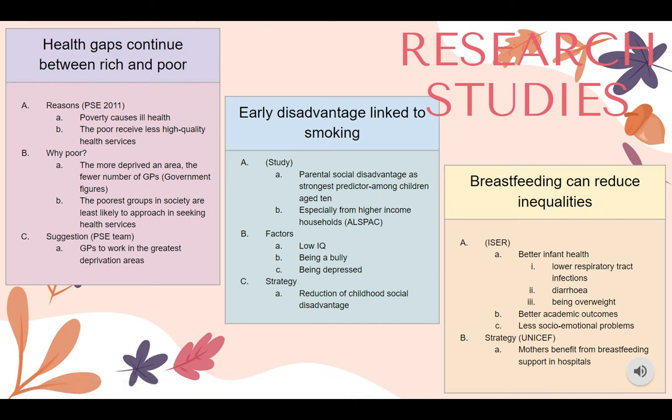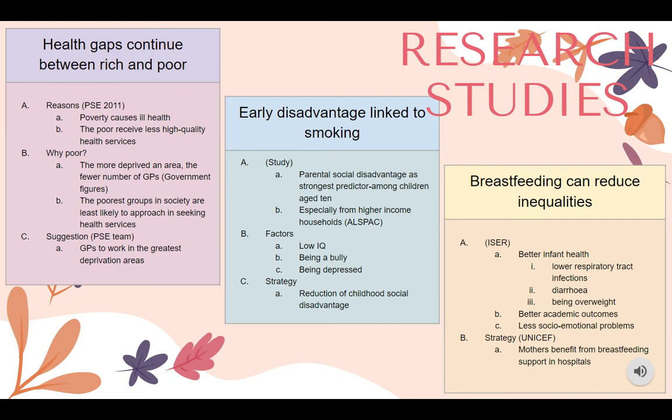Government figures show that the more deprived an area, the fewer number of GPs. It's the reason why the poorest groups in society are less likely to seek health services. Thus, PSE team suggests the GPs to work in deprived area to improve health services for poor income groups.